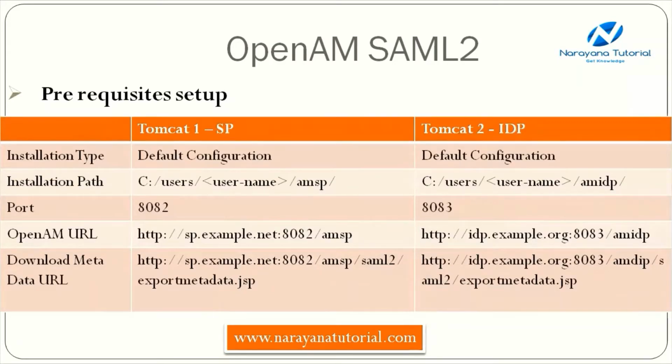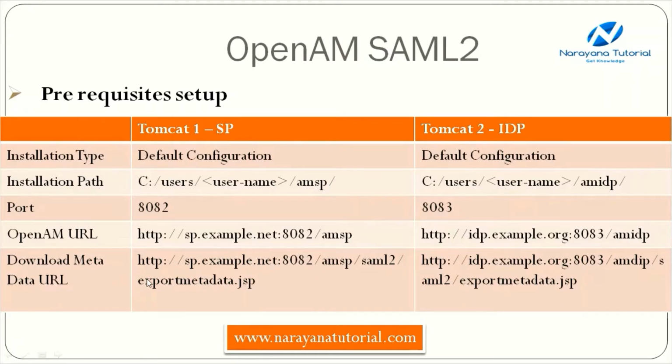So this is the prerequisite setup. The installation type is default; we will install OpenAM with the default configuration, not a custom configuration. Tomcat 1 is SP, Tomcat 2 is IDP. The installation happens under the users directory, AMSP here and AMIDP there. We are using port 8082 for SP and 8083 for the IDP Tomcat. The OpenAM URL would be http://sp.example.net:8082/AMSP. In the same way we have AMIDP for the IDP.